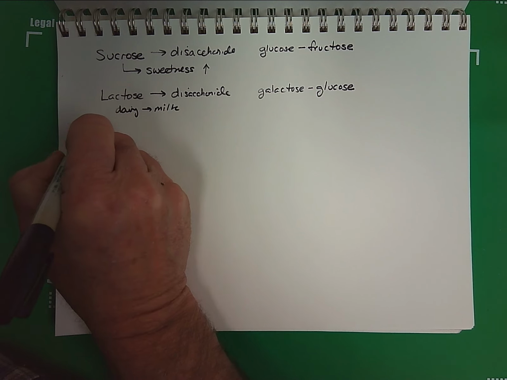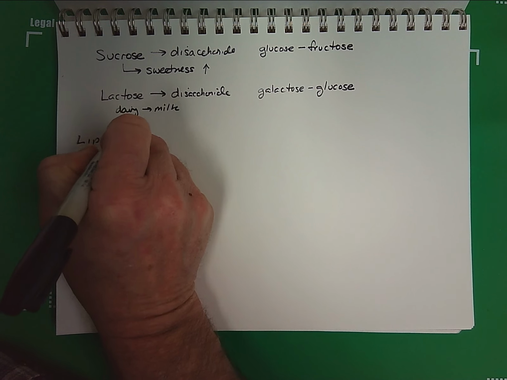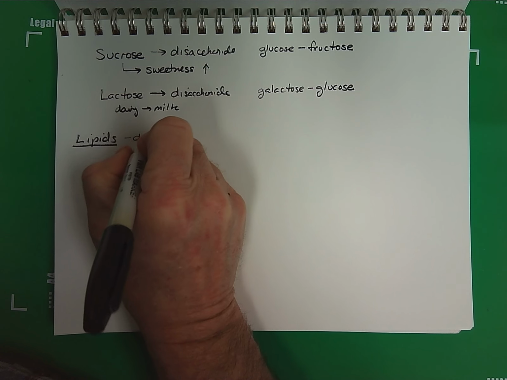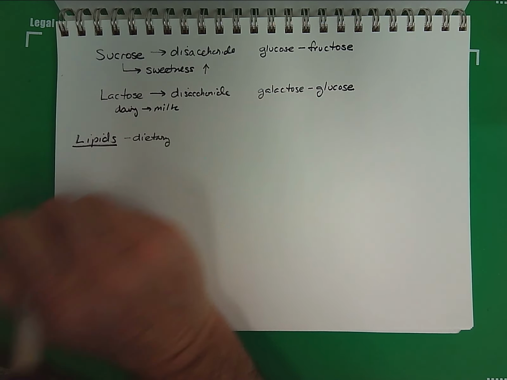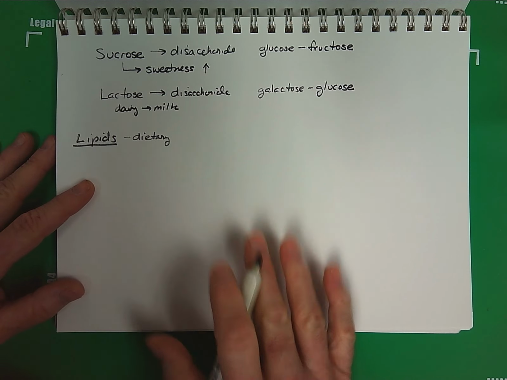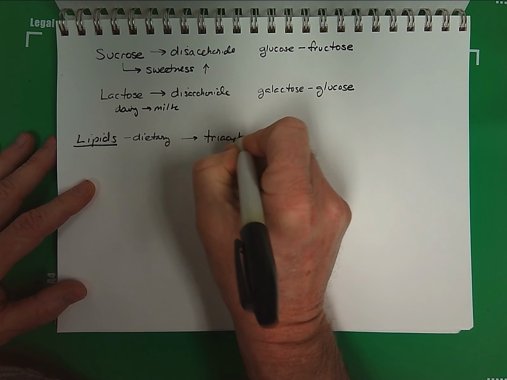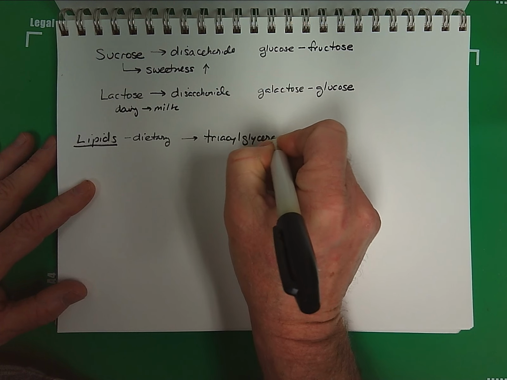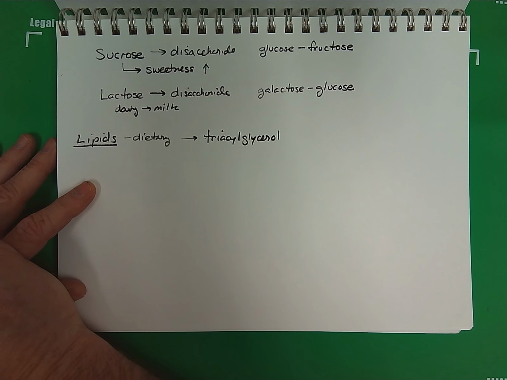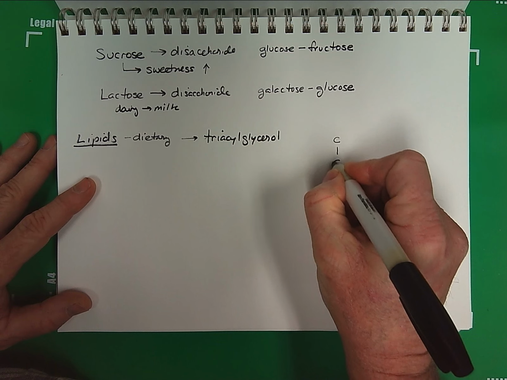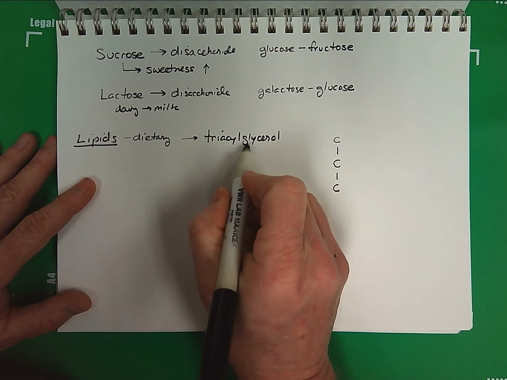Okay, let's now transition our discussion into lipids. So dietary lipids come in two forms. The predominant form of dietary lipid is a triacylglycerol. Triacylglycerol is the most common form of fat in our diet, and again, it is going to have a glycerol backbone, hence glycerol.